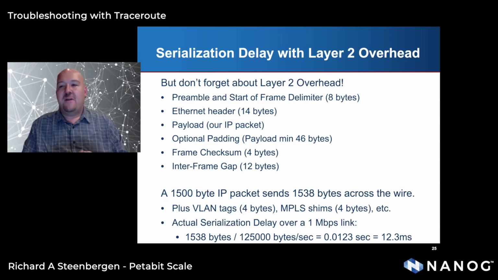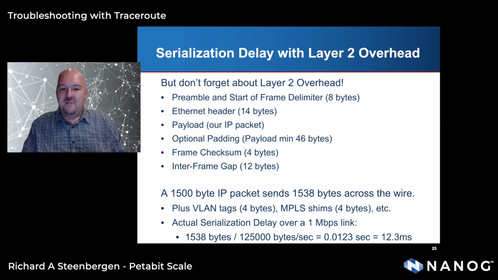Then you have to put a frame checksum, that's another 4 bytes, and then you have to have an interframe gap, and that's 12 bytes of wire time. So when you send a 1500 byte IP packet, a really common IP packet, it actually consumes 1538 bytes across the wire. And don't forget, there might be VLAN tags, there might be MPLS shims, these might be stacked multiple times, you might be inside of a tunnel, you might be inside of more things that are adding more overhead.